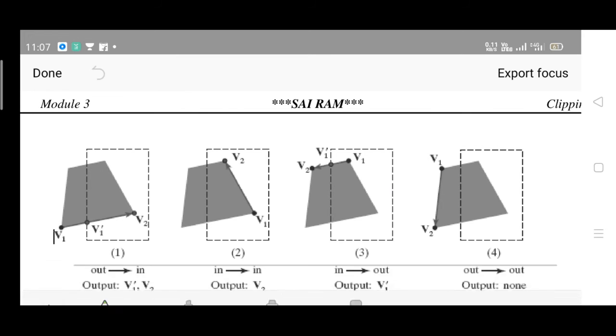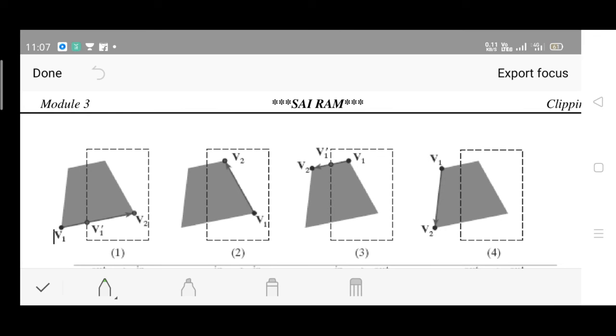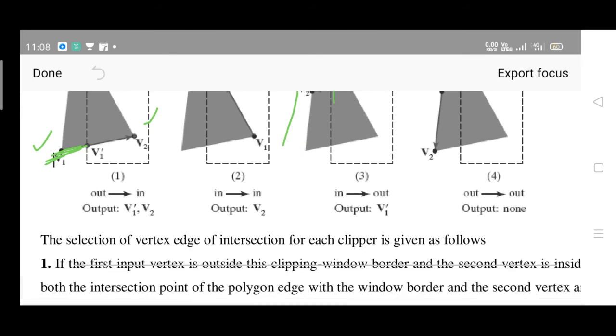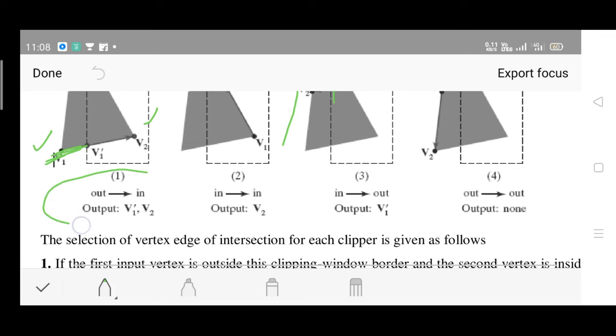V1 to v2, the v1 endpoint is outside, v2 is inside. So v1 to v1 dash, this particular portion should be removed, isn't it? So the updated point should be v1 dash, right? So you can see case number 1. What is the output? v1 dash to v2 is the output.